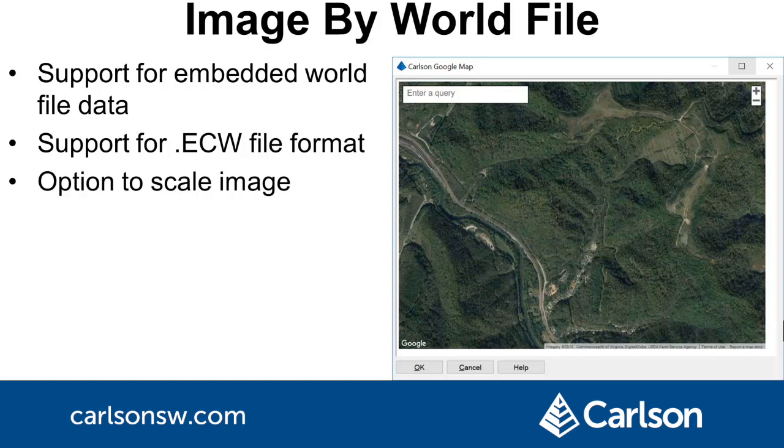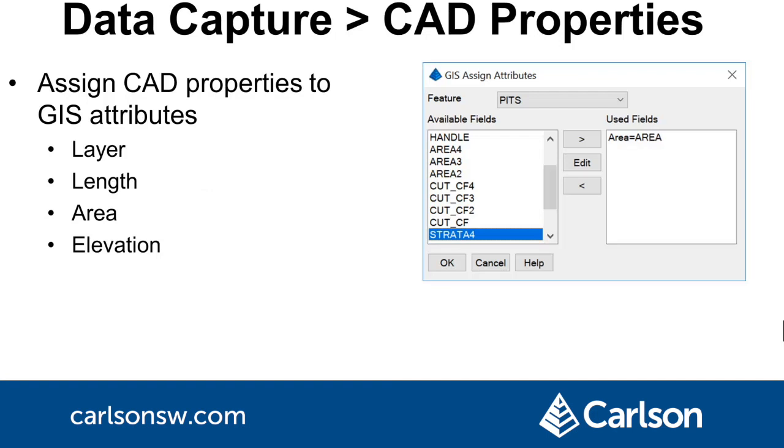Also, Google Earth Image has a new option for selecting the image area from a map screen shown here. Data capture by CAD properties is a new command to set GIS attributes by entity properties, including layer, length, area, and elevation.